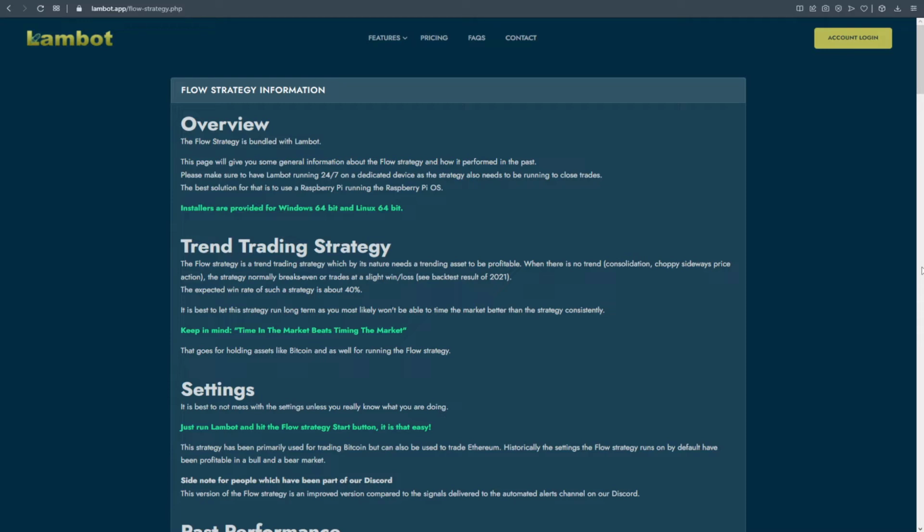It is likely that there is not a trend for an extended period of time, and then out of nowhere Bitcoin can trend hard for 2 months. So rather than trying to time it, it is best to just keep it running at all times, because the time in the market will very much be timing the market unless you are a very experienced trader.